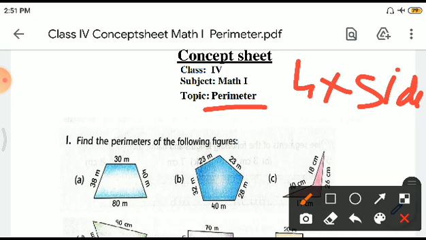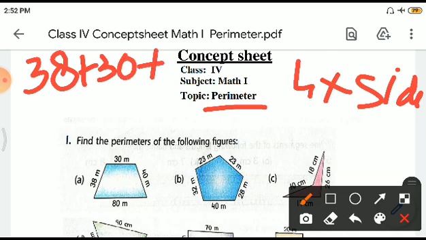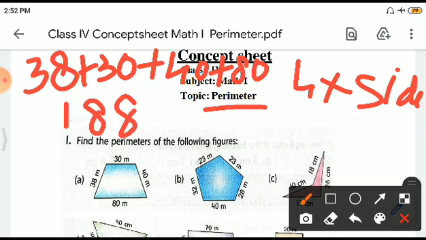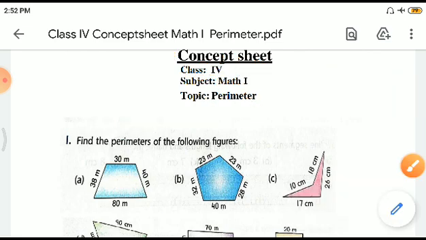So look at the first figure here. The four sides are 38, 30, 40, 80. So you add these four. 38 plus 30 plus 40 plus 80. So how much are you getting here? You are getting 188. So 188 meter is the perimeter of the first one. Right? So this is how you need to do. You need to just add on.